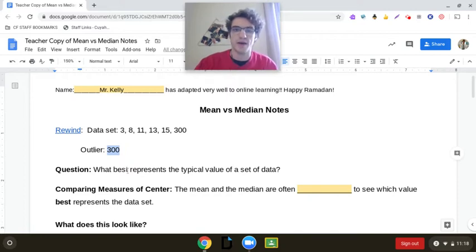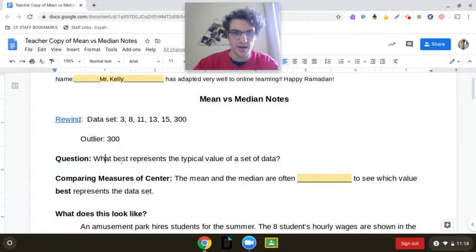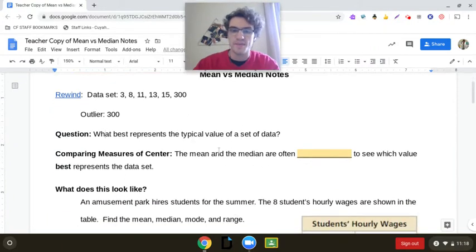Today, we are going to talk about how an outlier might affect the mean or median, and we're going to talk about how those two values, the mean and median, sometimes one is a better representation of the typical value of a data set than another. All right, so I've posed this question at the top here. What best represents the typical value of a set of data? Usually the mean, because it's called the average, is what most people think, but there are times when an outlier can, we call it skew that data, but it basically just makes that mean less representative as a whole. And we'll talk about that.